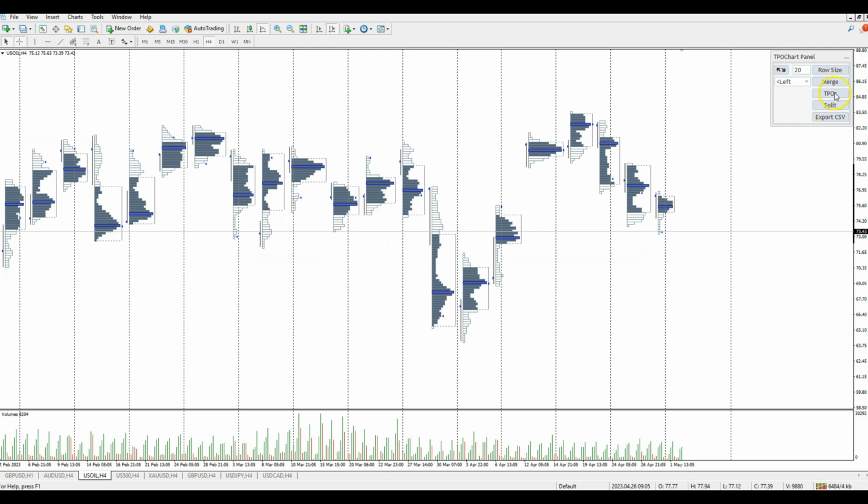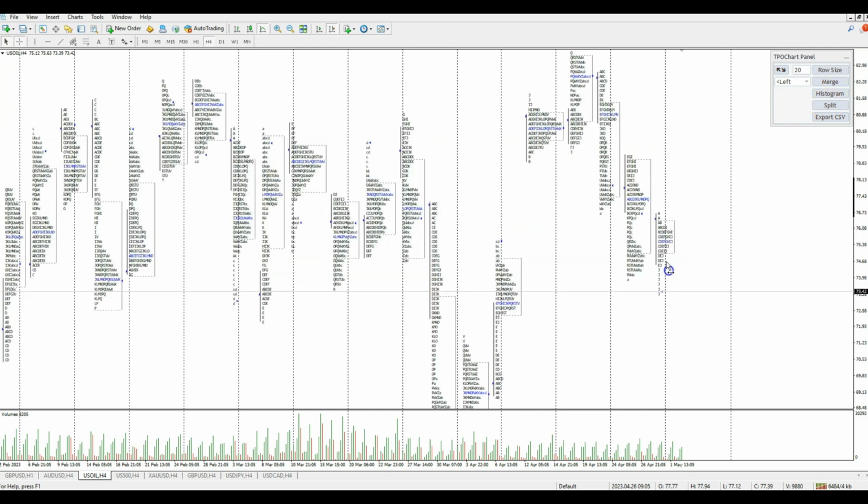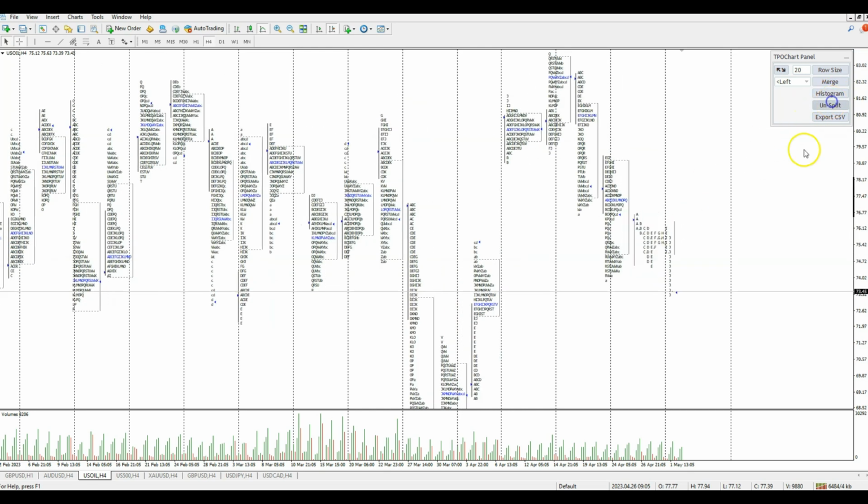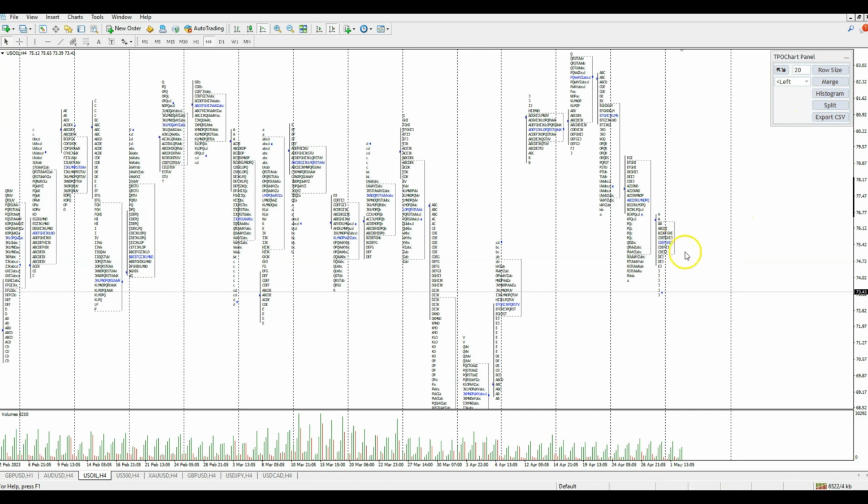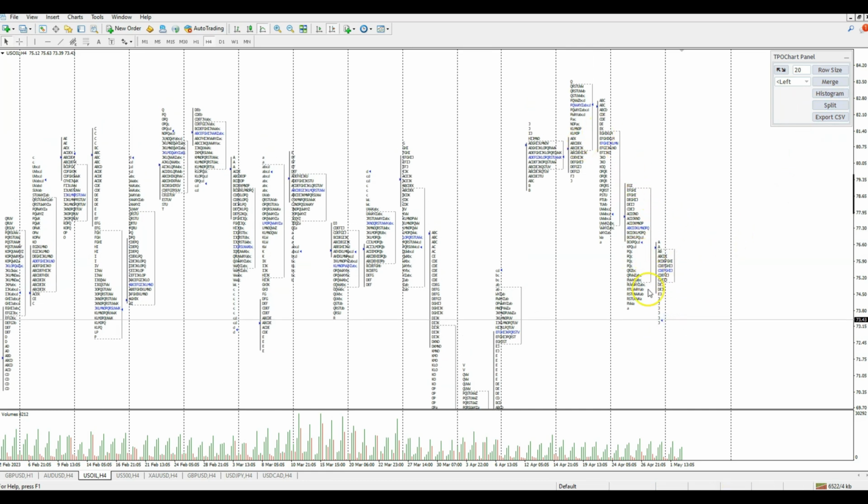When we unsplit it, if we split it and then unsplit it, it will give you the horizontal view, which is what you would generally see.